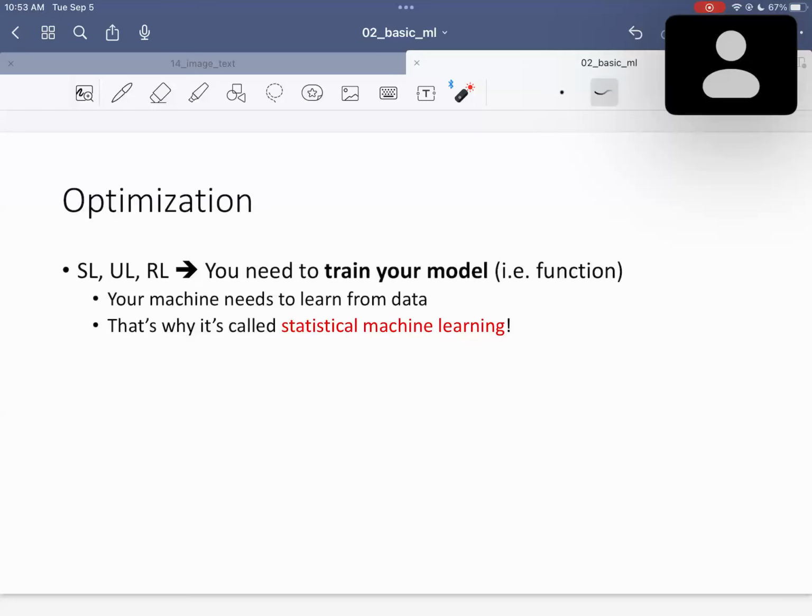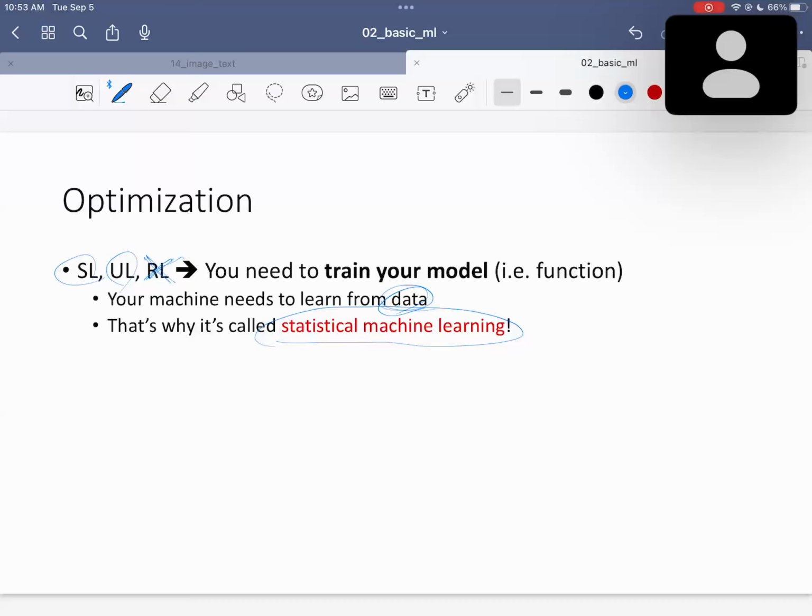For SL and UL, you need to learn from data. As I said, in traditional reinforcement learning, you don't require training data. You only need an environment, a set of actions, and some kind of reward. So in supervised learning or unsupervised learning, you need data. That is why it's called statistical machine learning. You're learning from data, and the way that you train your model is based on statistical theories.